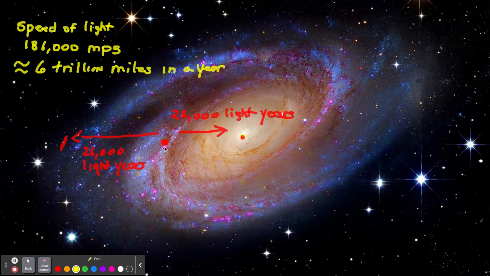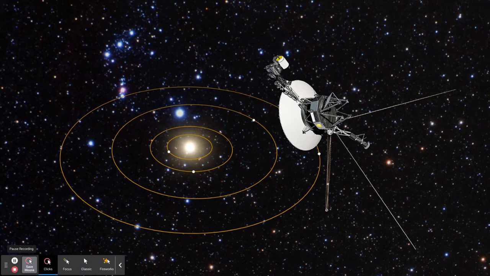So if we think of from the edge, from this part to where we are, 26,000 light years, let's put it in miles. That's 156 quadrillion miles. If we think of Voyager 1 and Voyager 2, let me get a picture of that. All right, so here's Voyager 1. Voyager 1 and Voyager 2 are not in our solar system, although some scientists may debate that.